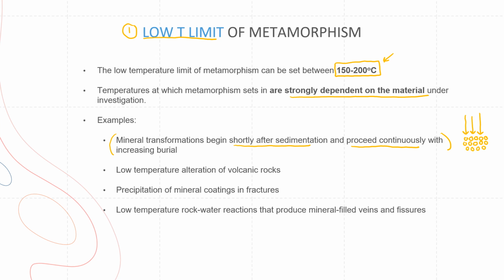Another example would be the low temperature alteration of volcanic rocks, the precipitation of minerals in fractures. So that's another low temperature example, and also low temperature rock-water reactions which produce mineral-filled veins and fissures. So again, more minerals in fissures and fractures. So those are examples of the lower end limit of metamorphism.